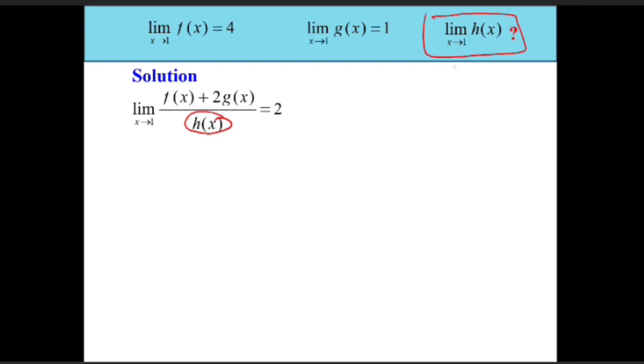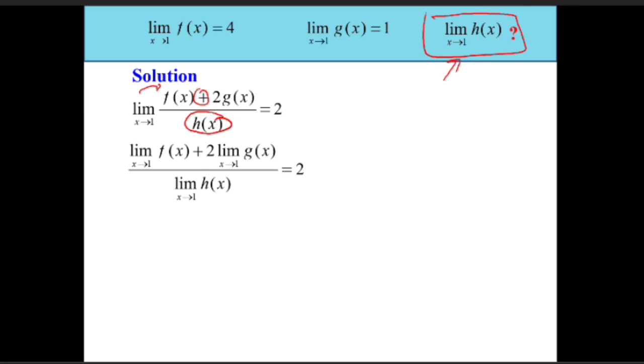So to find this, you have to make sure you have written it in the same form. So we have to apply the properties of limit. Start by separating the limits. When we have addition in the middle, we can separate into two limits. Write the same value of x approaching 1. And then when it's divided by h(x), we can also write down the limit in front of that h. Next, since there is a constant 2 right next to g, you have to take it out, bring it to the front.